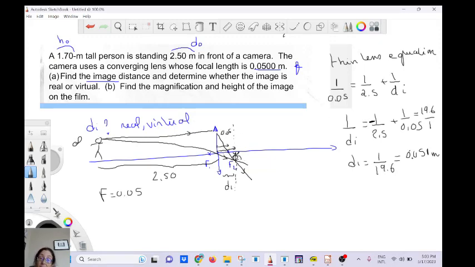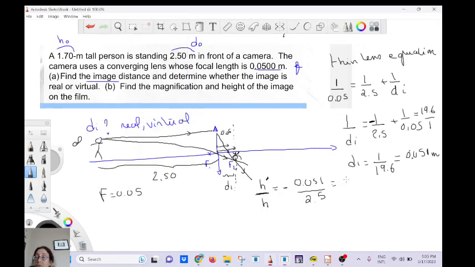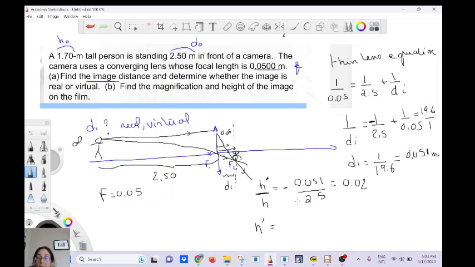Okay, so the image is going to be very small. So let's see, image over object equals minus the distance to the image, so that's going to be 0.051 over 2.5, right? 5.1, and you divide that by 2.5, and you get 0.02. Okay? So that means h prime, and there was a minus, so it's going to be minus 0.02 times 1.7, okay? So that's the size of your image.